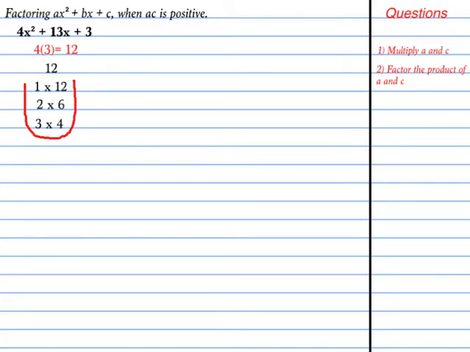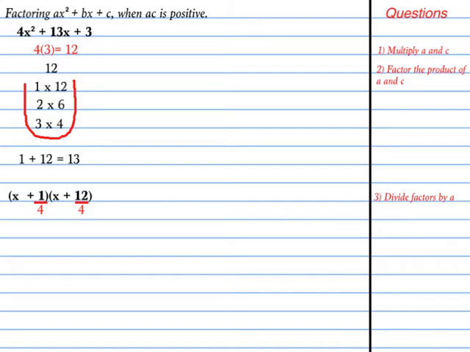So now I want to know which of these factors will combine to give me 13. And that would be 1 plus 12 would give me 13. So I'm going to use the factors of 1 and 12. So I have x plus 1 and x plus 12. Now because I multiplied my c by a, I have another step to do. I have to undo that multiplication by a. So I want to divide both my factors by a. So I'm going to divide 1 by 4 and 12 by 4.